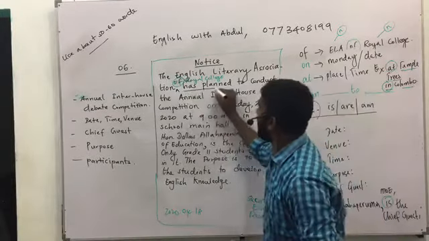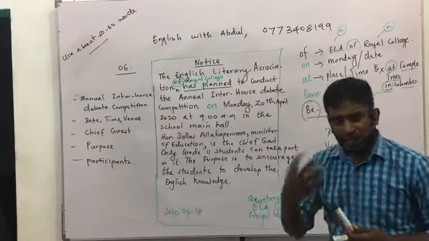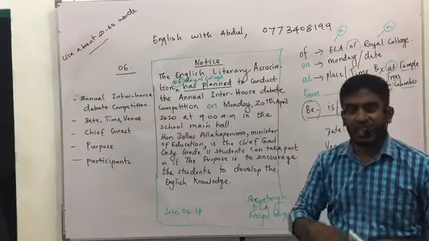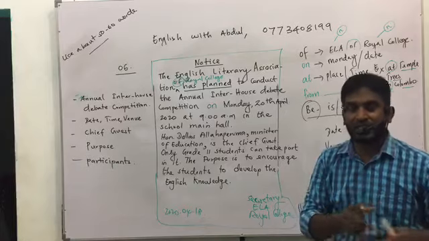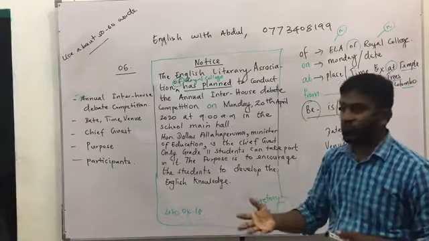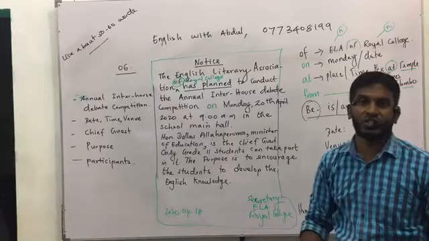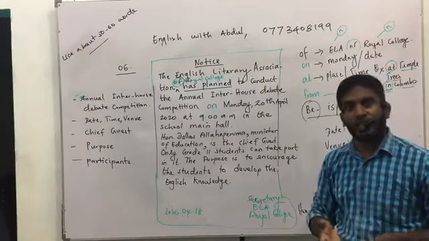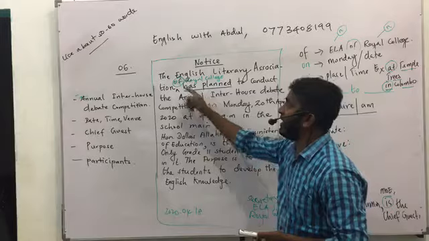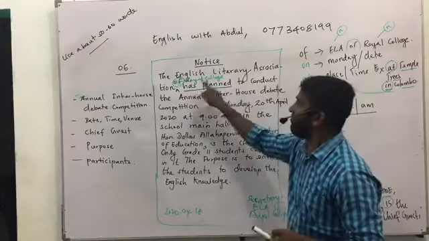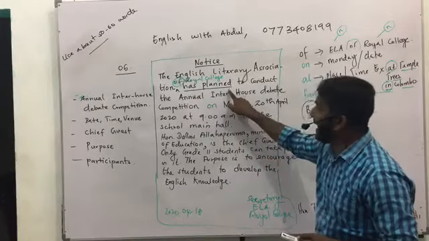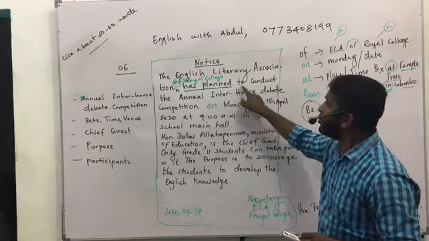What? They have planned it. They have decided. They have decided to conduct. They have decided to hold. They have planned. They have arranged. They have done all the measures to conduct the annual debate competition. That's why you see here, the English Literary Association of Royal College has planned to conduct.